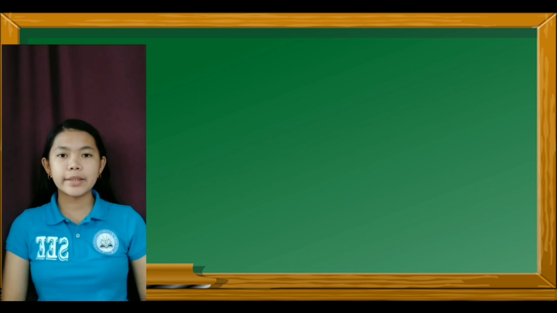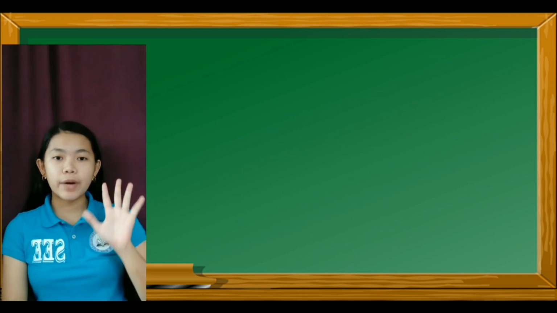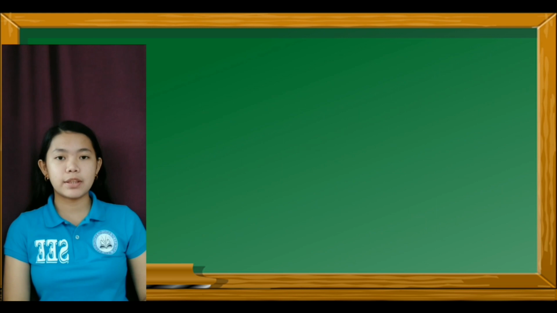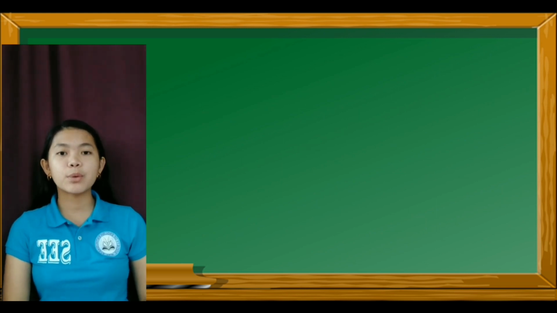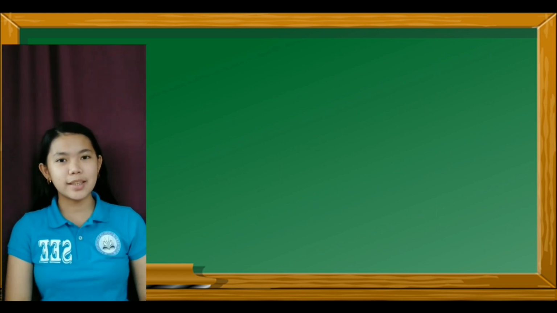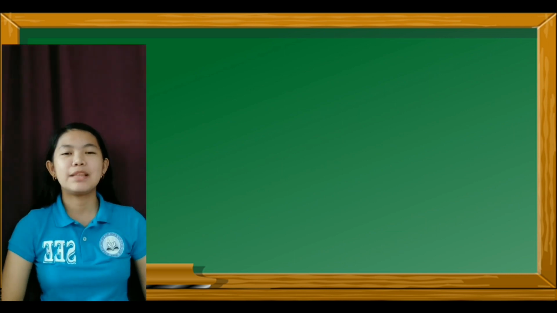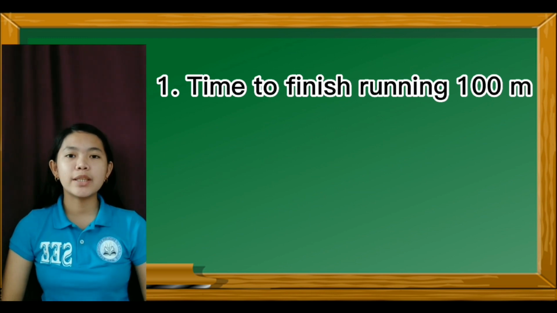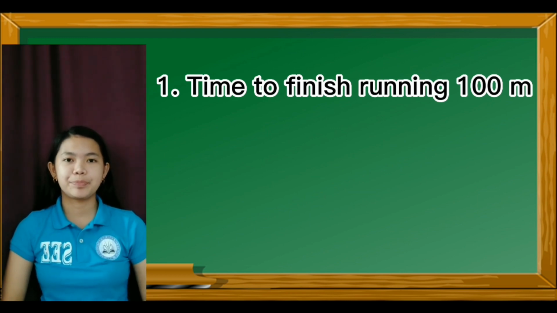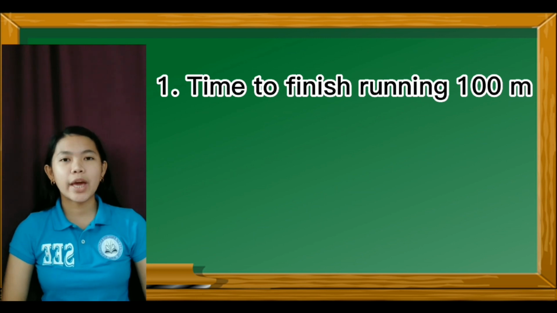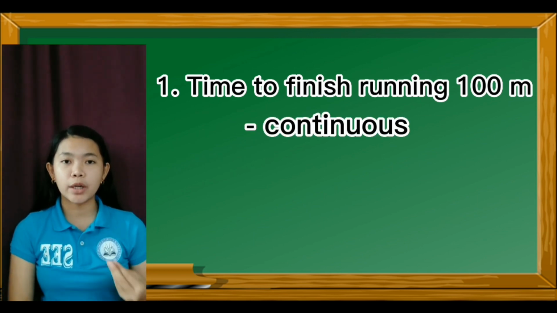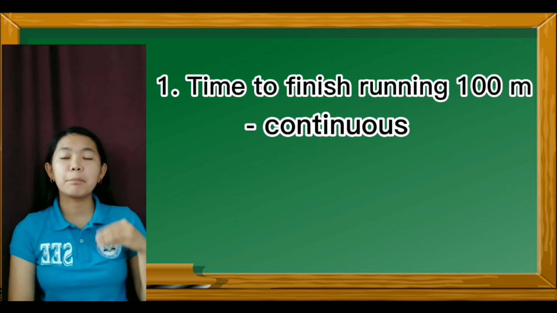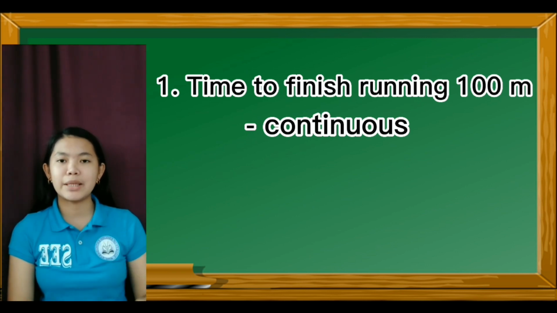And now, please get a piece of paper or notebook and ball pen so that you can join with me. I will give 5 items and you will classify if it is a discrete or continuous random variable. Are you ready? Let's start. Number 1. Time to finish running 100 meters. It is a continuous variable because it represents measured data from time.